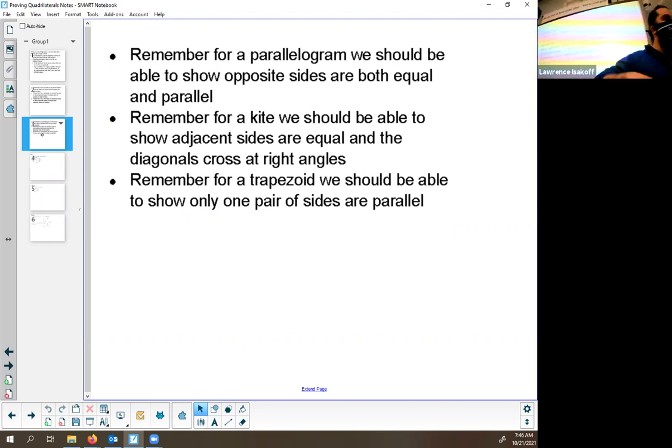So we're going to build up in how we do this. The first few examples, I'm going to give you all the information. Then we're just going to say, okay, we have the information. What should the shape be? How do we know it? The later examples, we're actually not going to have all the information. We're going to need to find that information using either slope, distance, or midpoint formulas, and then write our conclusion.